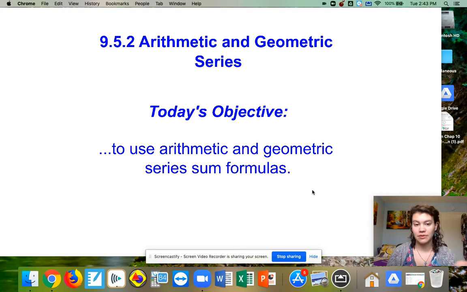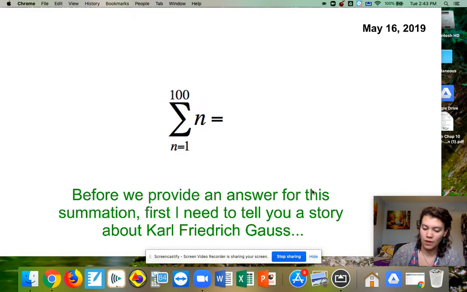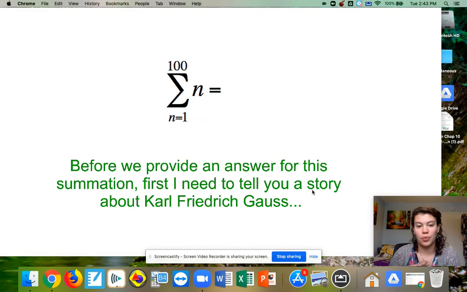All right, so today we're going to specifically talk about arithmetic and geometric series versus just series in general. So we want to figure out, what is this sum? Like, what would it be? Because it seems really annoying to add up all the numbers from 1 to 100.